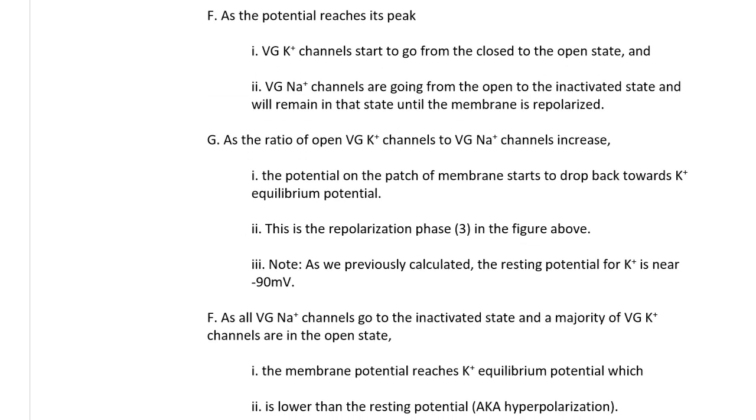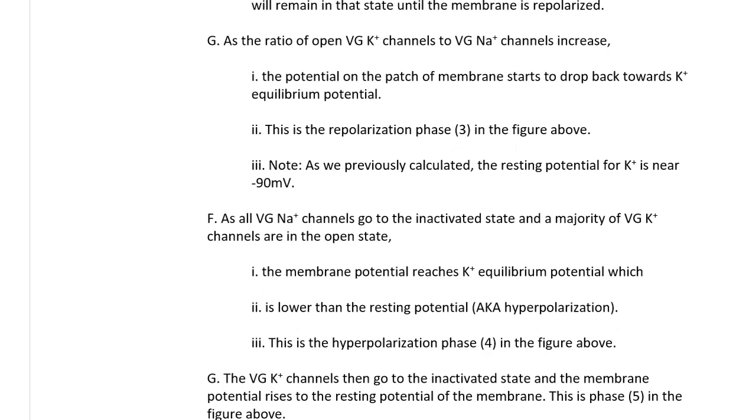As the potential reaches its peak, voltage-gated potassium channels start to go from the closed to the open state, and voltage-gated sodium channels are going from the open to an inactivated state and will remain in that state until the membrane is repolarized. As the ratio of open voltage-gated potassium channels to voltage-gated sodium channels increases, the potential on the patch of membrane starts to drop back towards potassium's equilibrium potential. This is the repolarization phase 3 in the figure above.